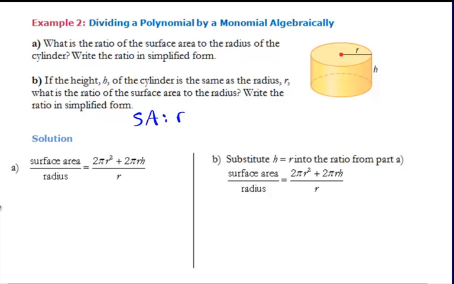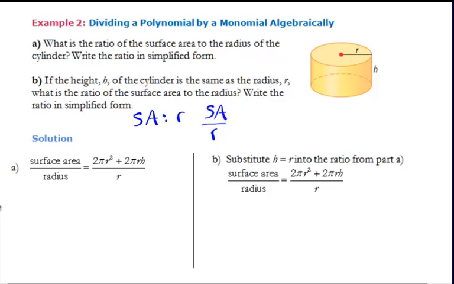But what is the other way that you can write a ratio? Well, we can write that as a fraction as well. So that would be surface area divided by the radius. Okay, now if I have surface area divided by radius, just as I did in my initial ratio, I will be able to reduce this fraction or reduce the ratio. So let's have a look here.